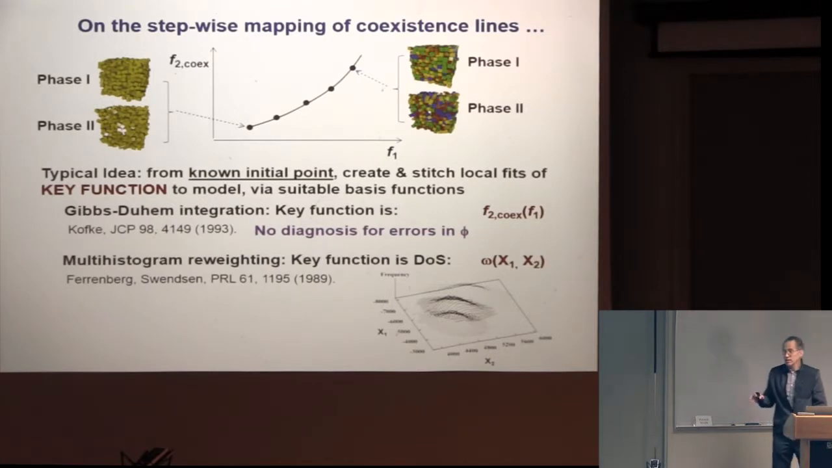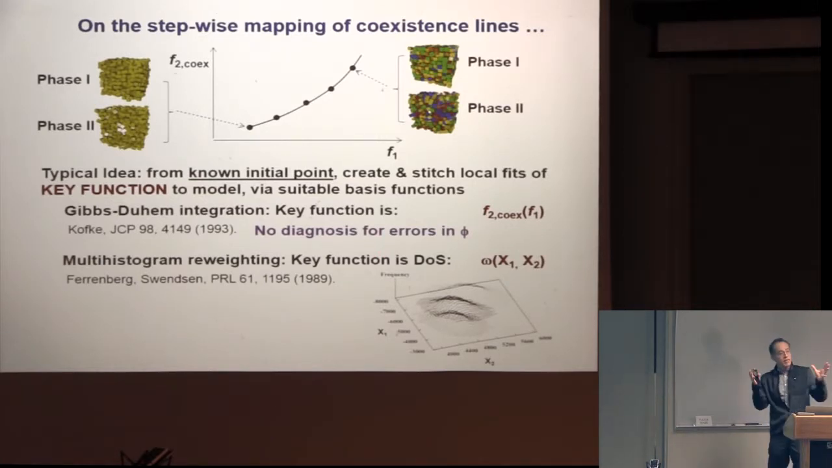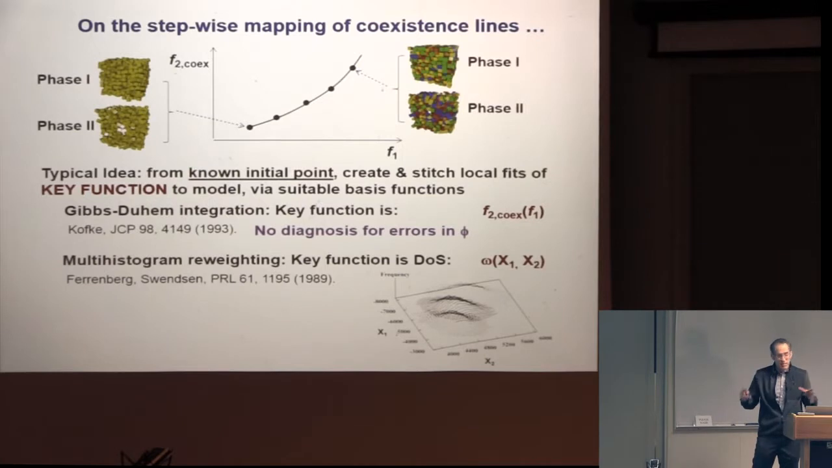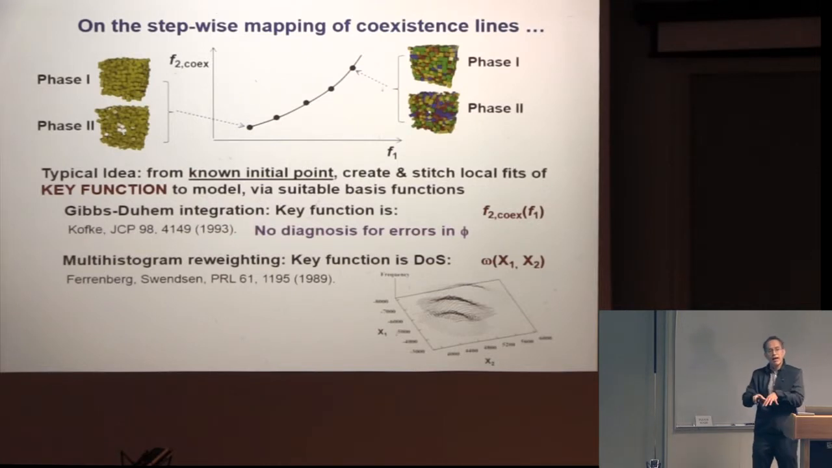A method that has no such issue is known as the multi-histogram reweighting method. In this case, the key function they try to model is what's known as the density of states. This omega function I told you before, which now is going to depend on two extensive properties, x1 and x2. Right? Now, in this case, what you need to have is basically collect histograms for the different conditions that you impose, F1 and F2. And this is an example where you see 3 histograms for 3 different points. For the method to work as designed, these histograms have to overlap. And the problem is that for the same conditions, if you make the system bigger and bigger, these histograms start overlapping less and less.